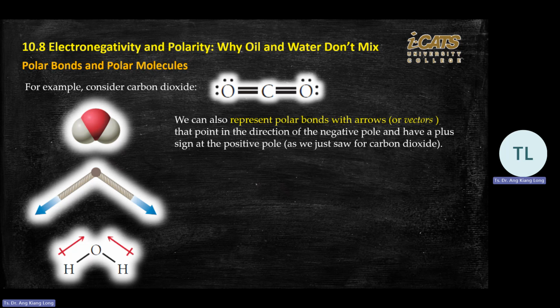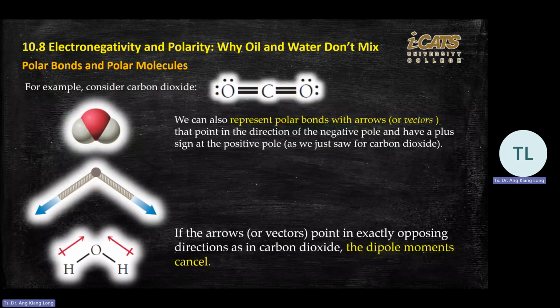So O is negative, right? The arrow must show the correct direction. The arrow is pointing to the delta negative, because hydrogen gives electrons more easily, so this side will become positive. Delta positive, delta negative. So the arrow is pointing to the negative side, the negative pole.